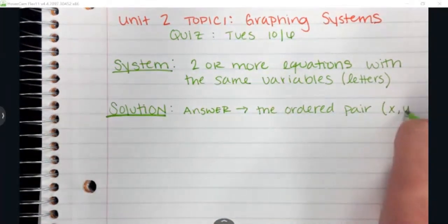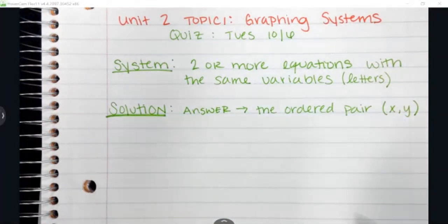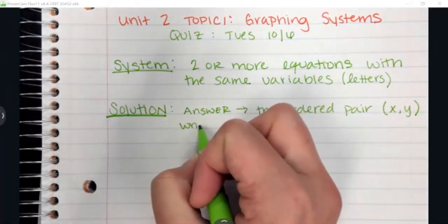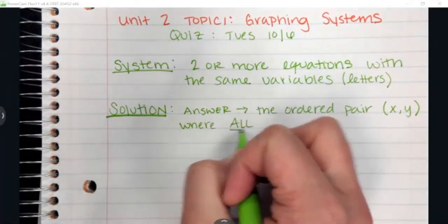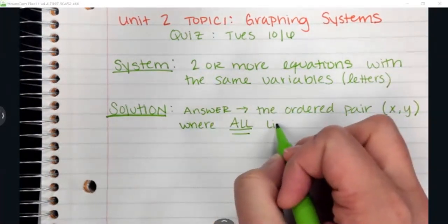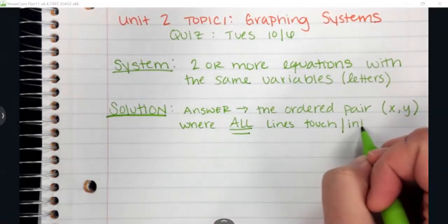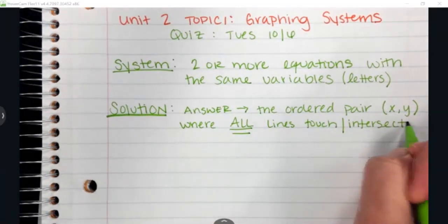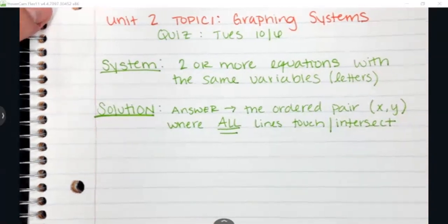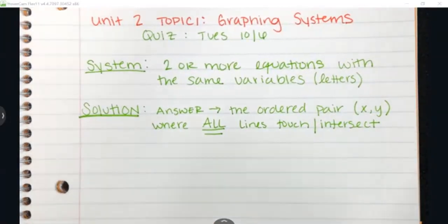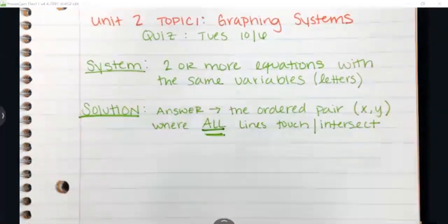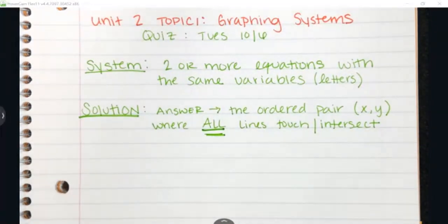So an x comma y is an ordered pair, where all lines touch or intersect. All lines touch or intersect. You better make sure that all is underlined. I'm going to trick you in a few minutes. Okay?